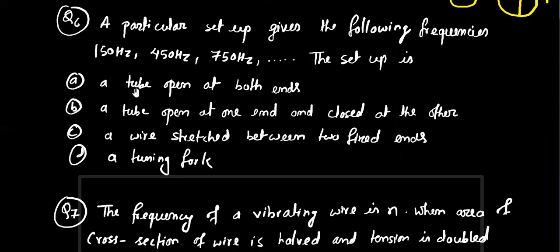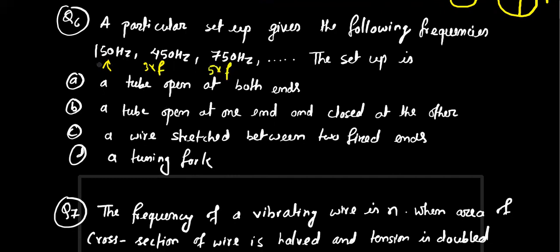The setup is a tube open at both ends, a tube open at one end and closed at the other, a wire stretched between two fixed ends, or a tuning fork. So we have to analyze the values of the frequencies. If we suppose this 150 to be the fundamental frequency, then this is 3 times the fundamental frequency, and this is 5 times the fundamental frequency.